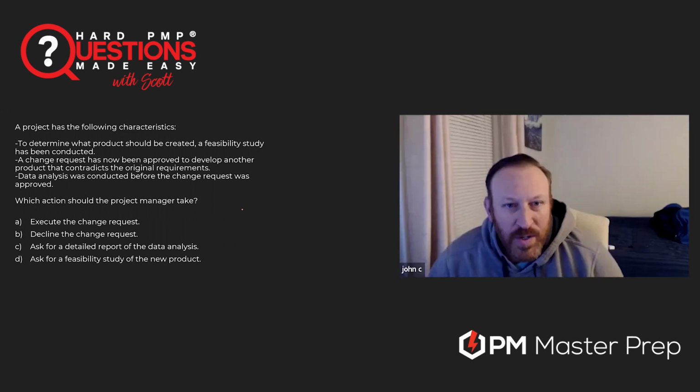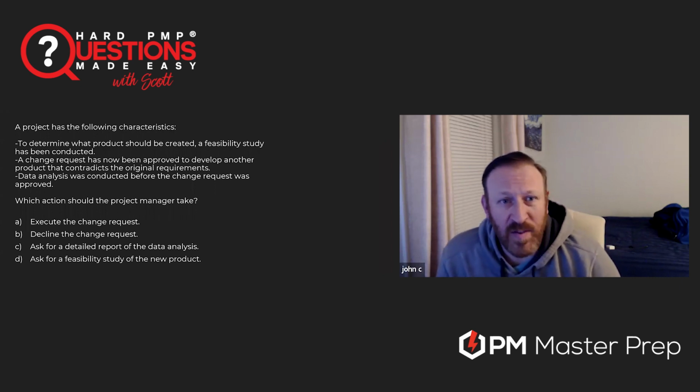Which action should the project manager take? A project has the following characteristics. To determine what product should be created, a feasibility study has been conducted. A change request has now been approved to develop another product that contradicts the original requirements. And data analysis was conducted before the change request was approved. So which action should the project manager take?